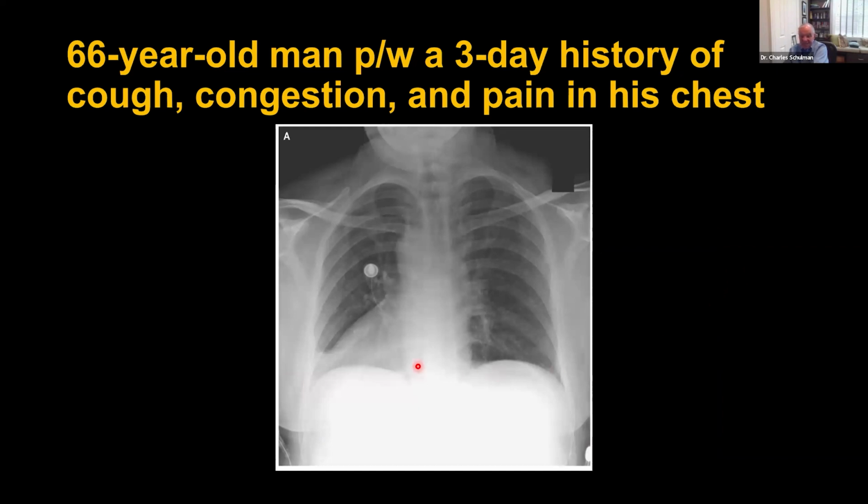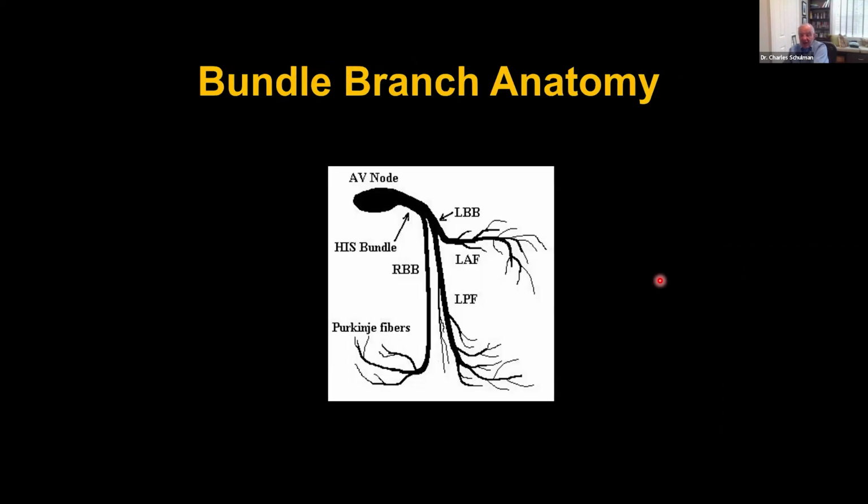Dextrocardia. The heart is located on the right side of the chest. Okay, so that's my zebra for you. All right, so onward.